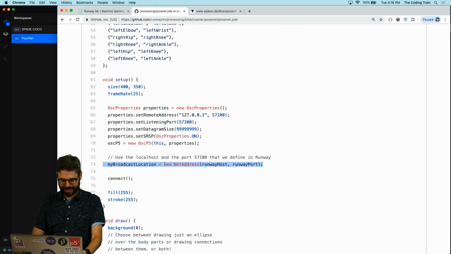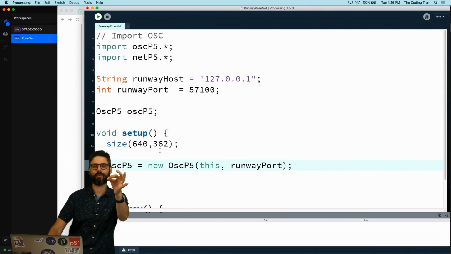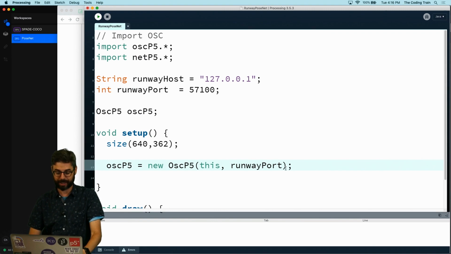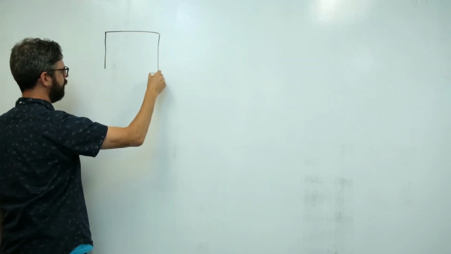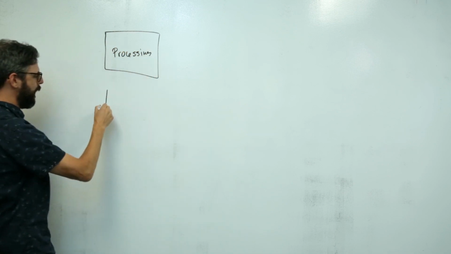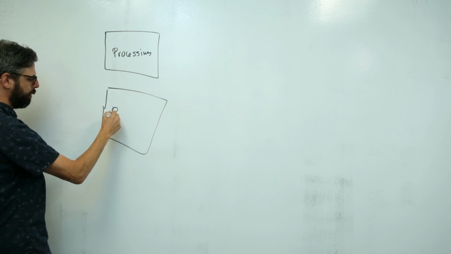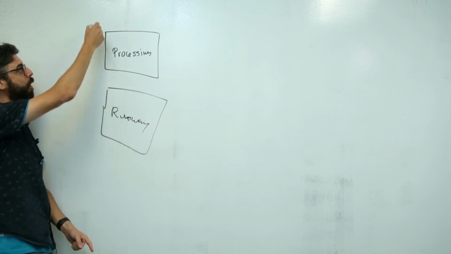But I do need this. I do need a broadcast location because I'm going to have to send messages to Runway as well, saying I'm connected or I'm disconnected. So there's two things at play here. There's the processing software, and there's the Runway software. They're both running locally on my computer.